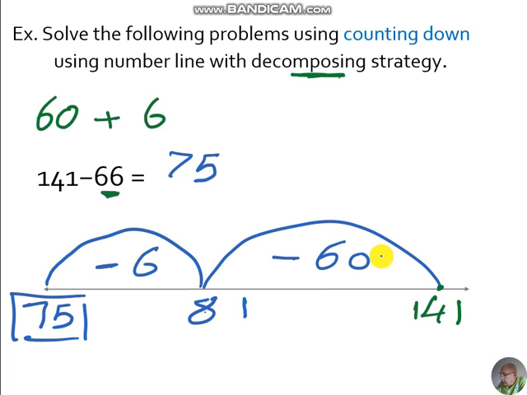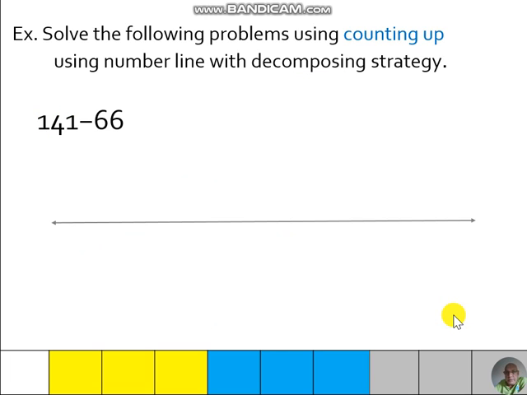This is counting down. Counting down, you subtract. You write the big number from the right. Next one. The same problem, but it asks you to count up. You start with the small number here, which is 66. And you keep going until you reach the big number, 141.